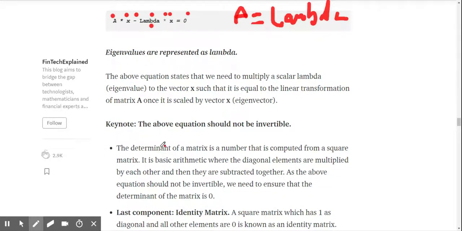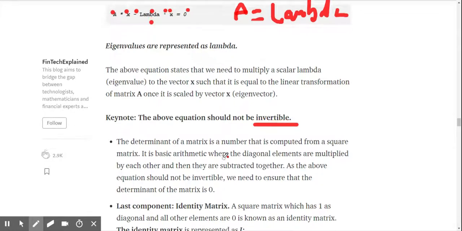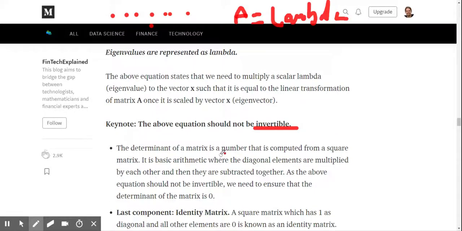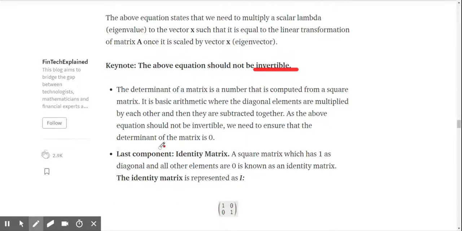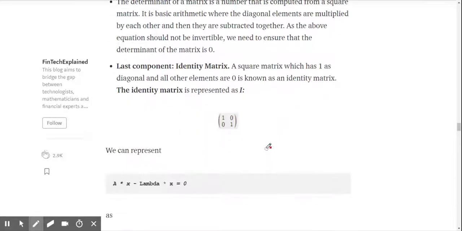Keynote: the above equation should not be invertible. The determinant of a matrix is a number that is computed from a square matrix. It is basic arithmetic where the diagonal elements are multiplied by each other and then subtracted. As the above equation should not be invertible, we need to ensure that the determinant of the matrix is 0. Last component, the identity matrix: a square matrix which has 1 on the diagonal and 0 for all other elements is known as an identity matrix.